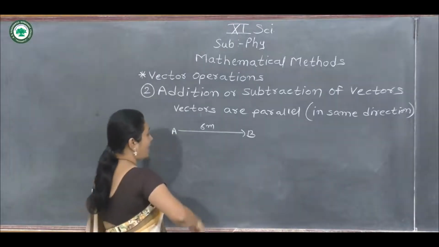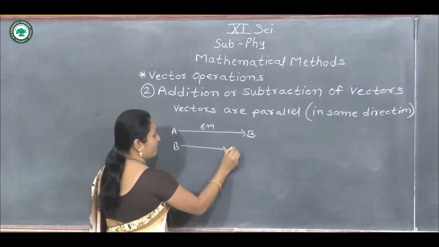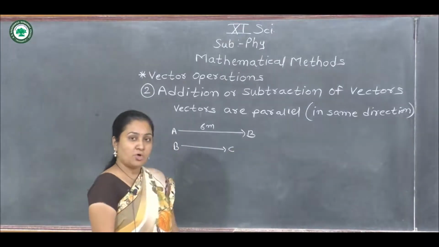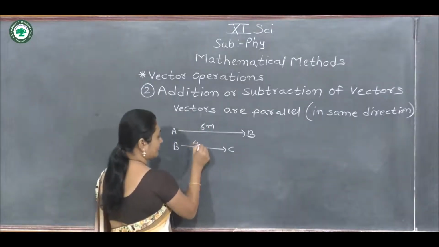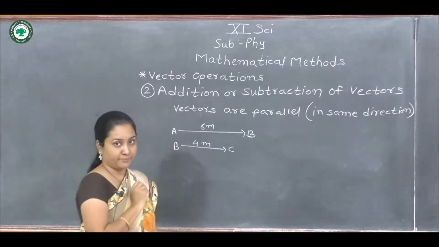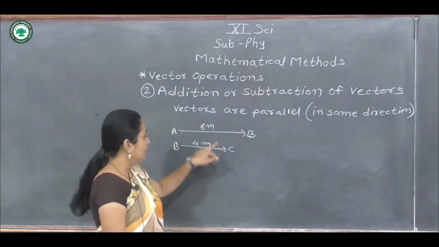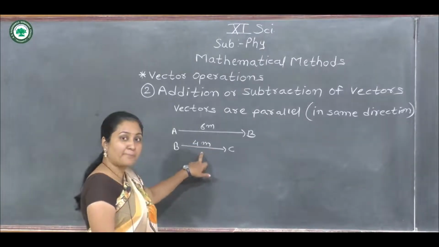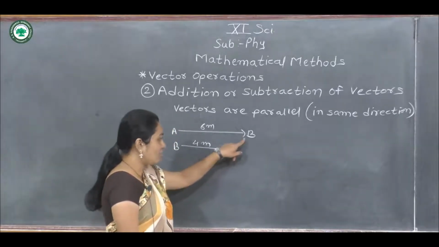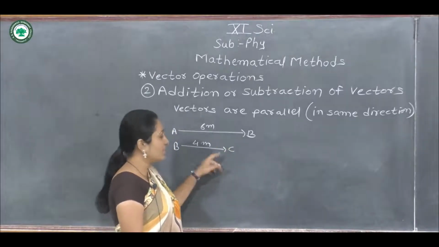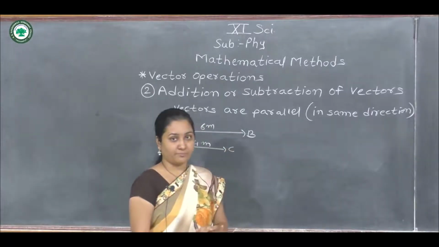Then we have another vector BC. So suppose this vector is 4 meter. Then if you consider these two vectors, then these two vectors are parallel to each other, or we can say this arrow shows the direction of the vectors. So both the vectors are moving in the same direction.